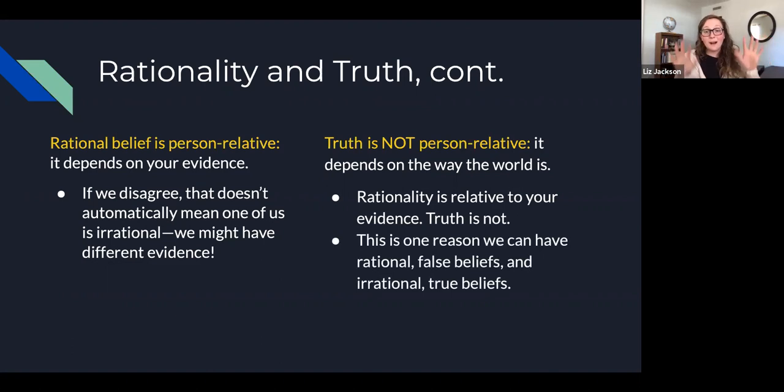And I think because rationality is person relative and truth is not, this can help us understand why we can have rational false beliefs and irrational true beliefs. Sometimes we have evidence that's misleading, and we have good reason to think that the world is a certain way when it's actually not. And sometimes we get lucky and we decide to believe something even though we don't have good evidence for it, and then the world just ends up being that way. So because rationality is person relative and truth is not, this is why we can have rational false beliefs and irrational true beliefs.